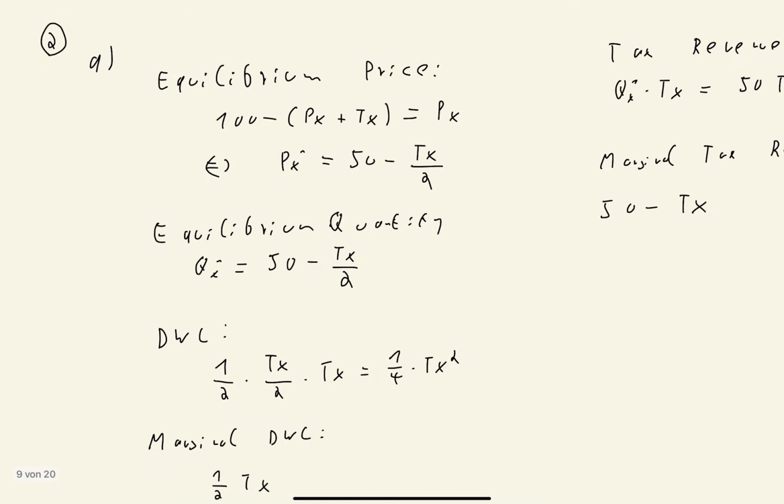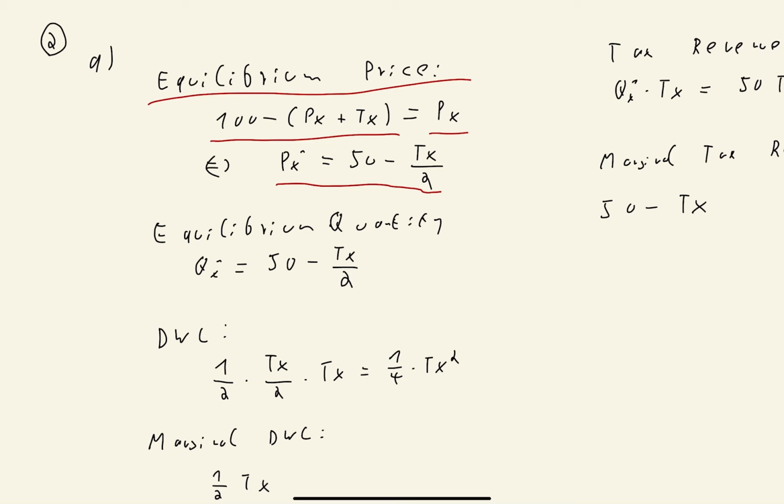Good, so let's start. The first thing that we need to determine is the equilibrium price. Keep in mind that since we have a tax, the demand function here changes a little bit. So it's not 100 minus Px, but it's 100 minus Px plus Tx. So you have to account for the taxes, obviously. And we set this equal to the supply function. Solving this will give us Px star being equal to 50 minus Tx divided by 2. And this is the equilibrium price for this good.